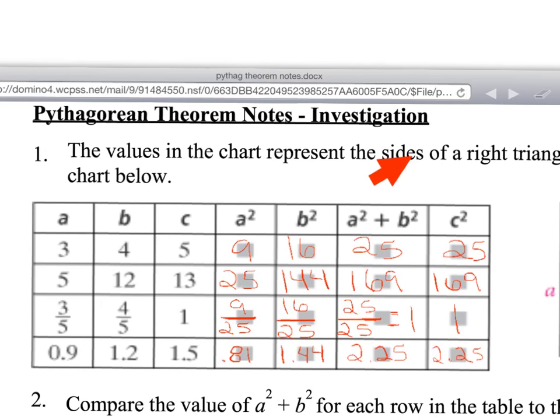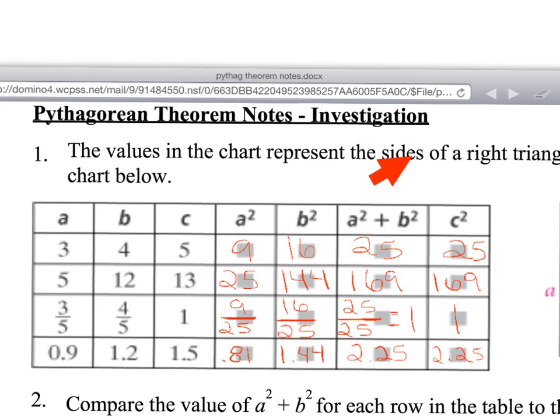Your chart should have the following answers. A squared plus B squared. On the first one, for 3, would be 9, 16, 25, and C squared equals 25. 5, 25, 12 squared, 144. A squared plus B squared: when I add these two, I get 169. C squared is 169. And the same holds true for 3, 5 and 9, 10.